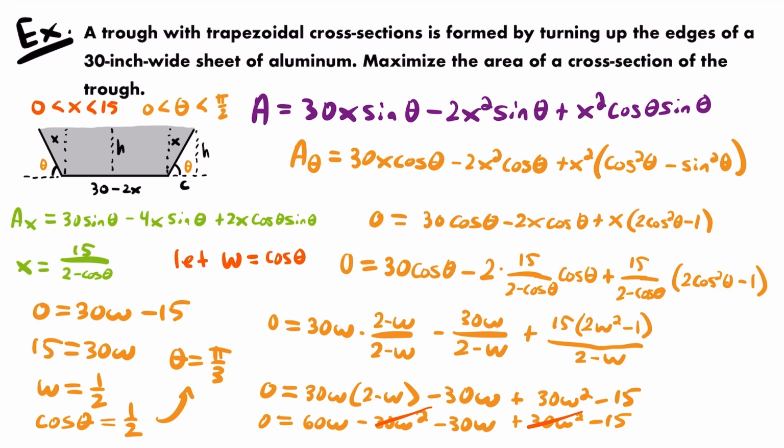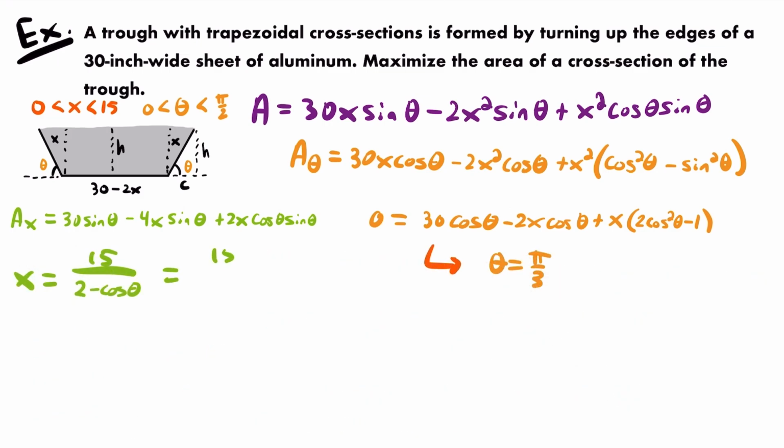So doing that work, we will find that x is equal to 15 divided by 2 minus 1/2, which will be equal to 15 divided by 3/2. And 15 divided by 3/2 is the same as 15 times 2/3. And 15 times 2 is 30, divided by 3 is 10. So we get x equals 10. And in this case, that would be 10 inches, since x corresponds to measurements for the aluminum sheet.